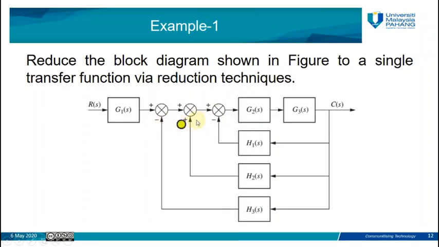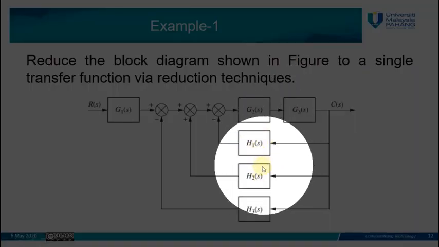After we combine these three summing junctions, we can also combine the three feedbacks H1, H2, H3, because these three represent a parallel form of the control system topology. Their input is the same, coming from the same point, and their output goes to the same summing junction. So these three systems represent the parallel form.